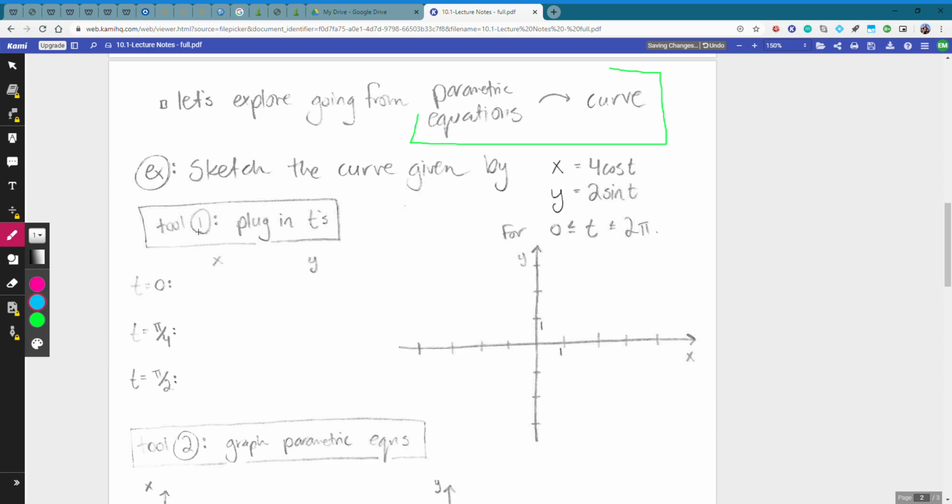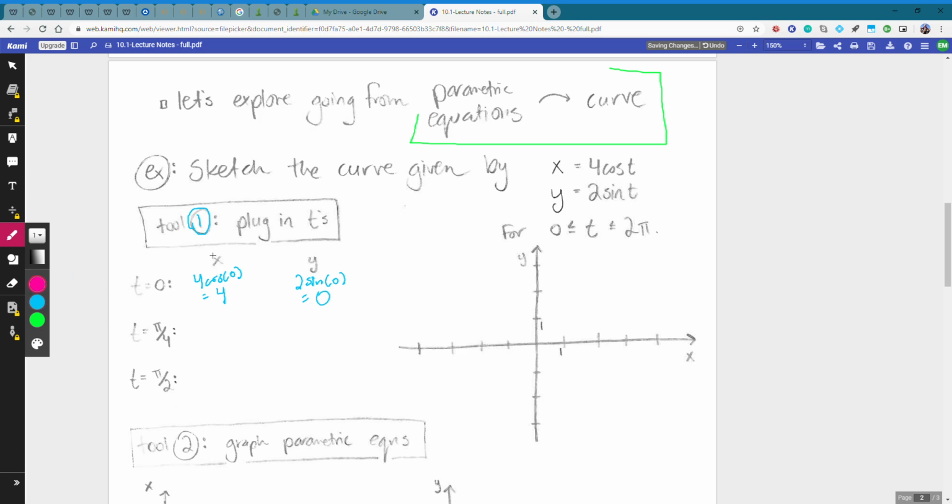And so tool number 1, what we have at our disposal is a real basic tool. It literally is, let's just toss some t values in and see what x, y values we get. Right? So for example, if we toss in t equals 0 to our equations, then our x is going to be 4 times cosine of 0, which is 4 times 1, which is 4. And similarly, plugging in 0 for t in our y, we're going to get 2 times sine of 0, which is 2 times 0, which is 0.